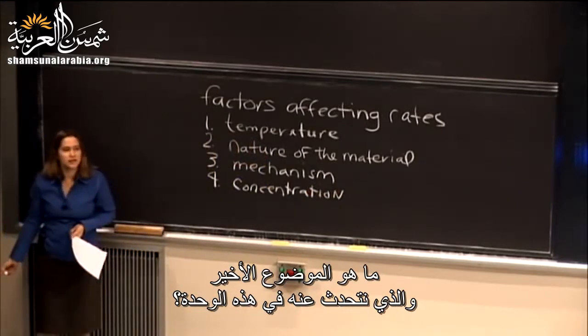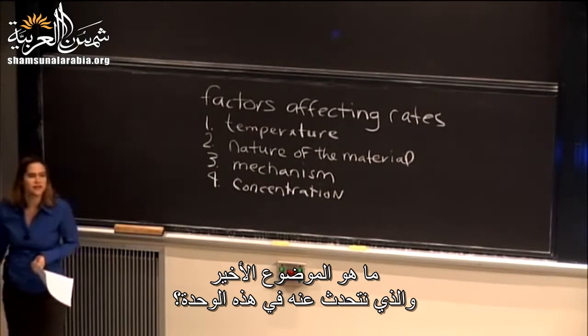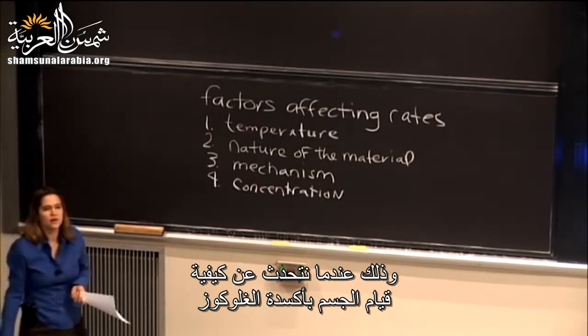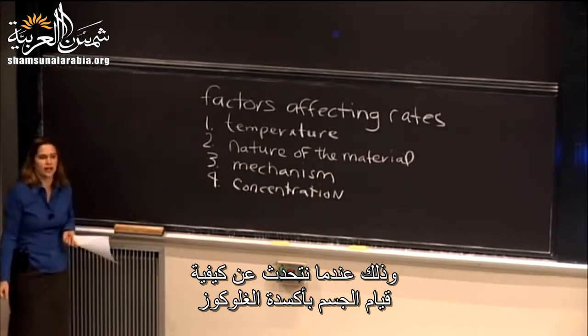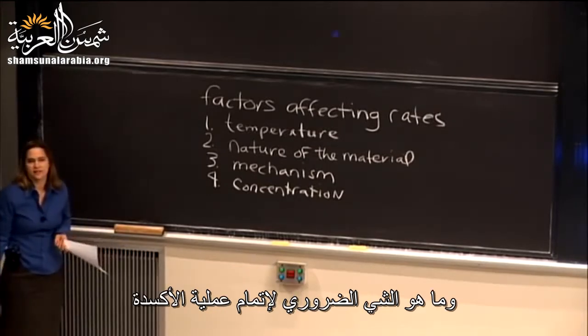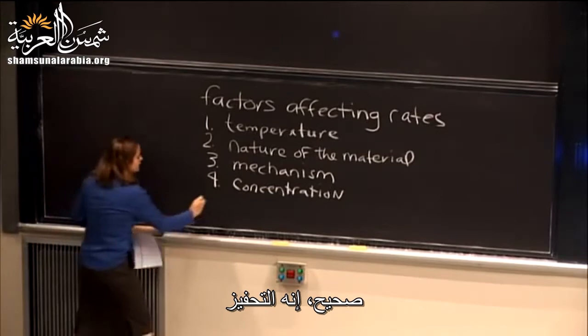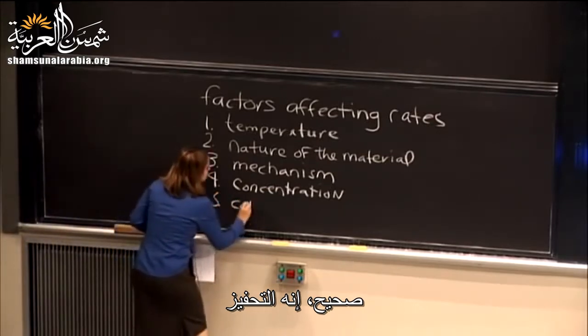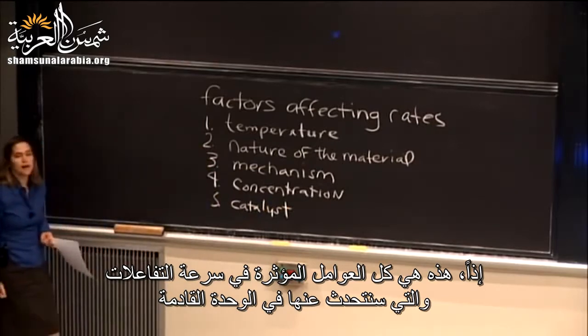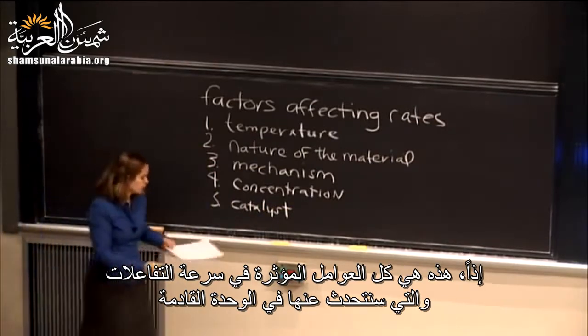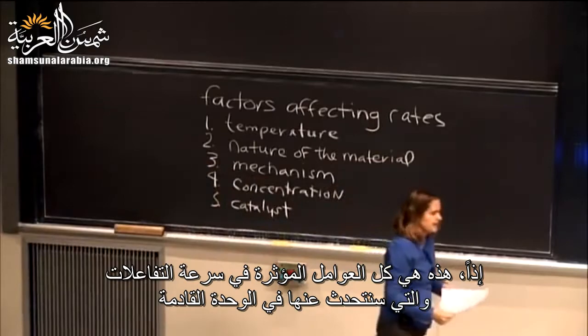And you told me the last one that we're going to talk about in this unit, when we were talking about how the body gets the oxidation of glucose to go, what was necessary there? A catalyst, right. So those are all the things we're going to talk about in factors affecting rates of reaction in this next unit.